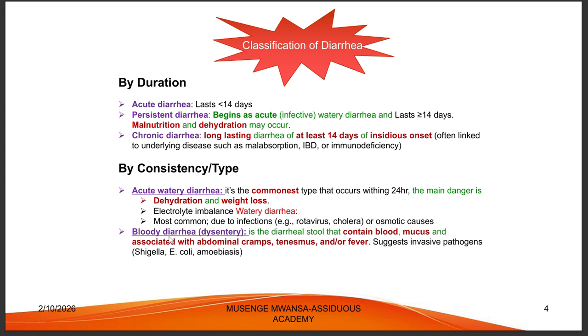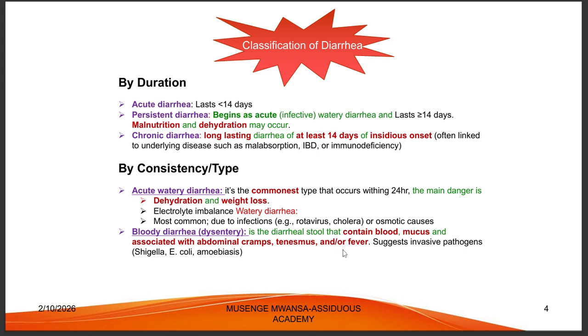And then you have bloody diarrhea, which is also known as dysentery, and this is where the stool contains blood, even mucus, and is associated with abdominal pain or cramps, and tenesmus. This is where someone feels like passing stool, though when they go to the toilet, really there's nothing coming out.